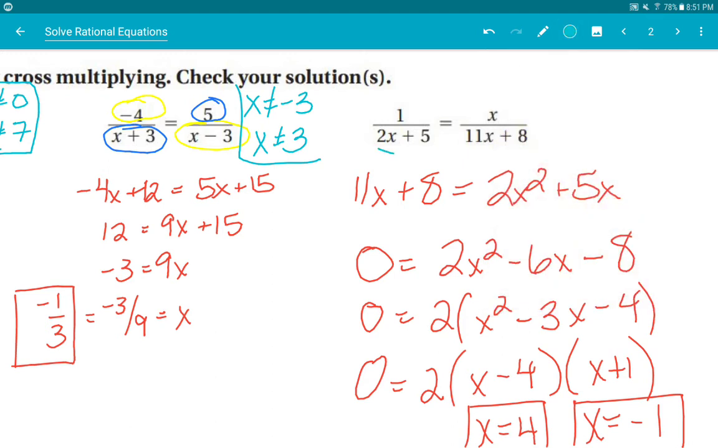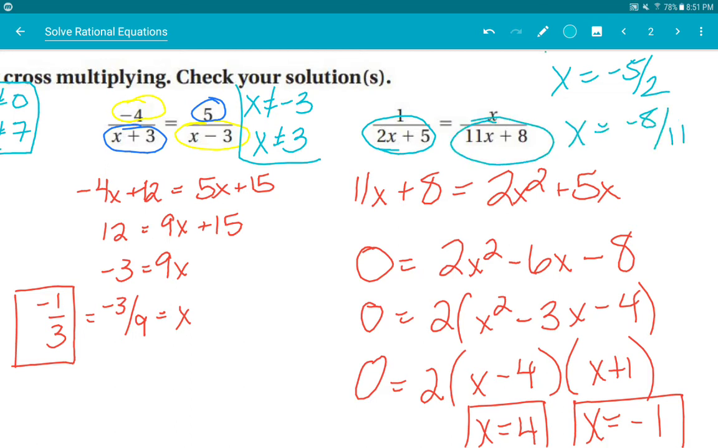All right, so if I set this here equal to 0 and I solve, I'm actually going to get x equals negative 5 halves. All right, and if I do the same thing here, I'm going to get x equals negative 8 over 11. Those are the only two numbers that my answer cannot equal because it will make my denominator equal to 0. So both of these solutions check out.